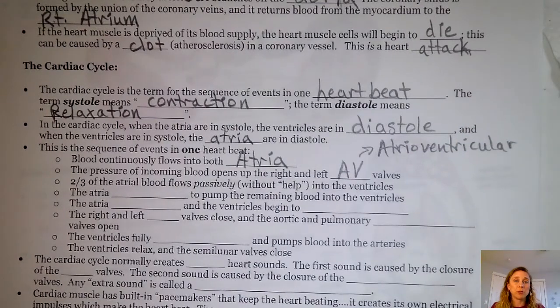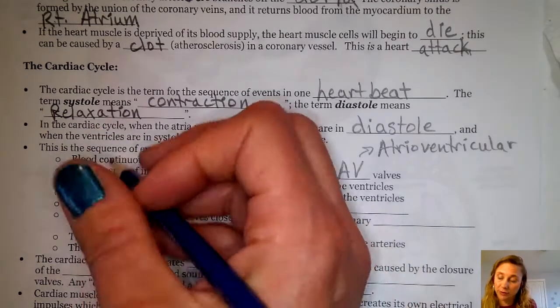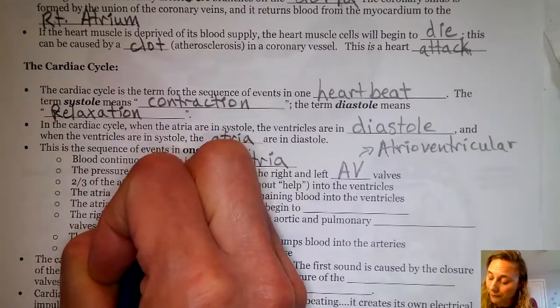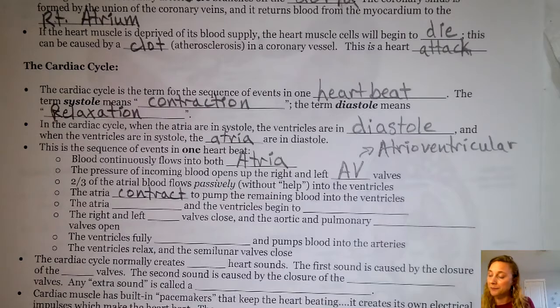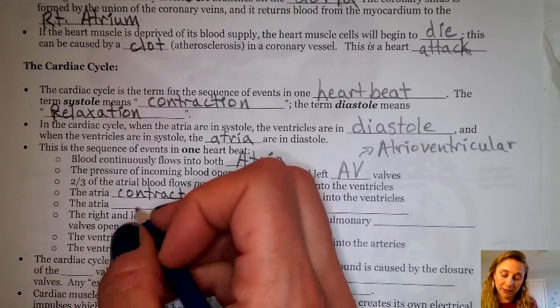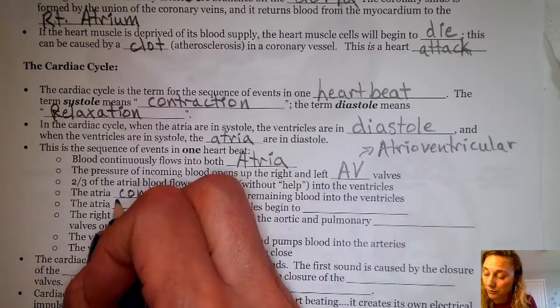Two-thirds of the atrial blood flows passively, without any help, into the ventricle, but the rest needs to come through contraction. So the atria then are going to contract together, synchronous. They're both on the top of the heart, so the heart top contracts, to pump the remaining blood into the ventricles. The atria relax, and the ventricles then begin to contract.